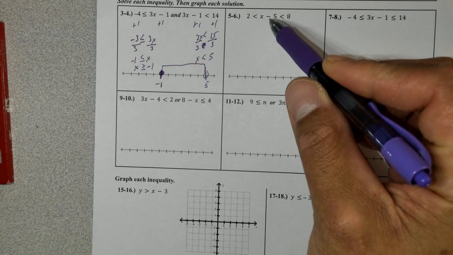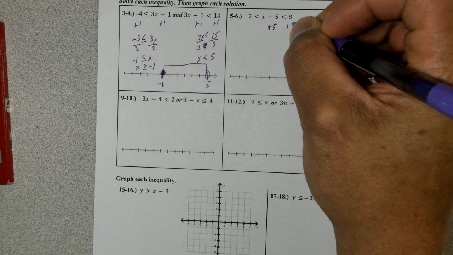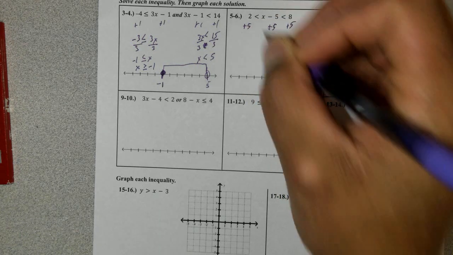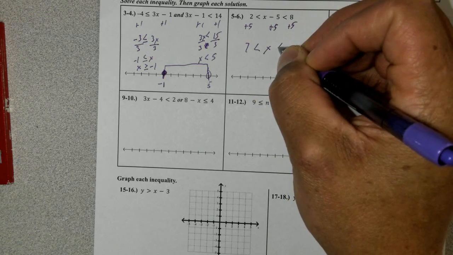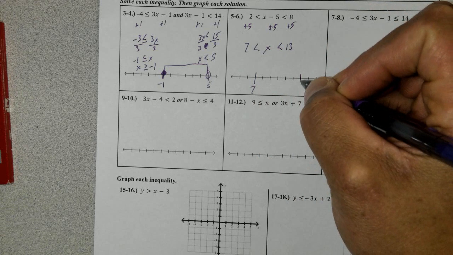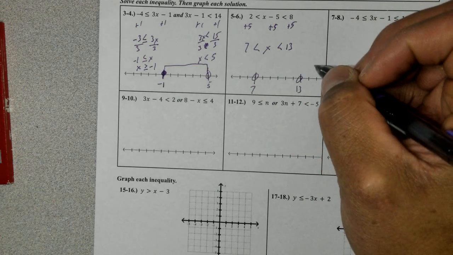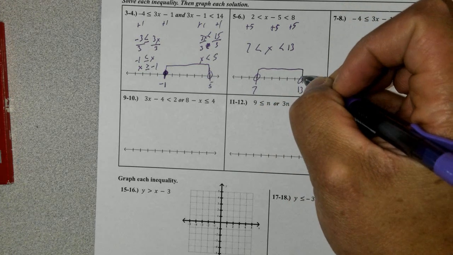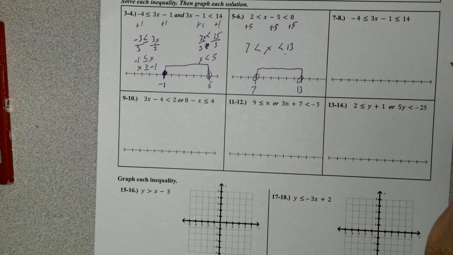Now, here's the and inequalities we like because they're all mushed in together as one. Add 5, add 5, add 5. Everywhere, 7 less than x less than 13. Here's 7. Here's 13, somewhere in there. Open dots on both because they're both just less than. Shade in between because x is literally between 7 and 13. That's why I like these ones the most.